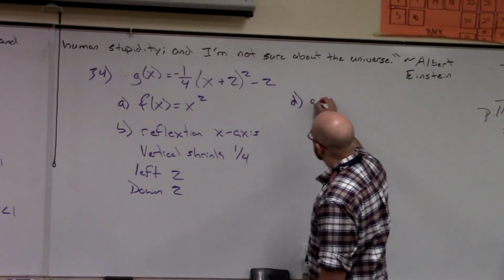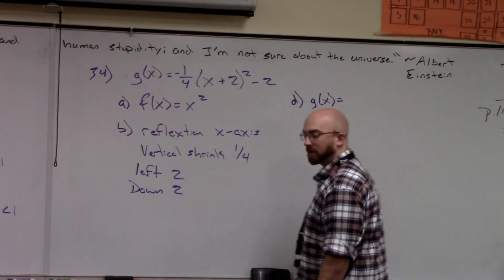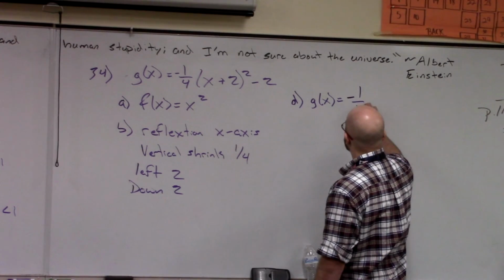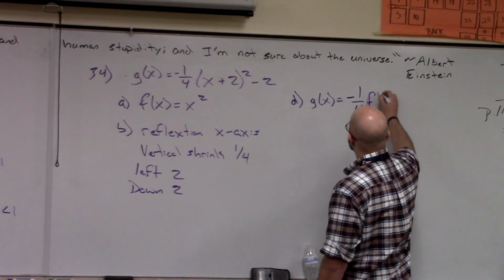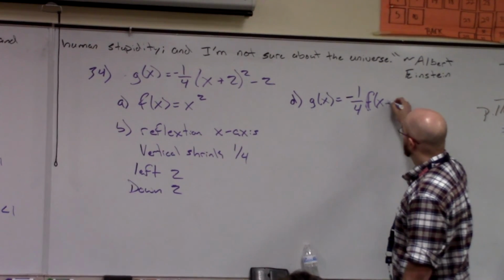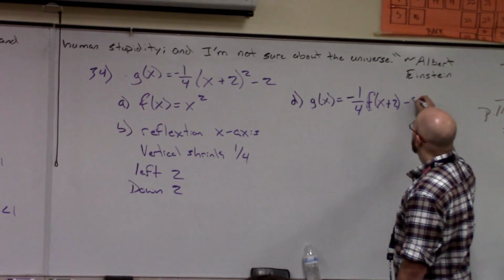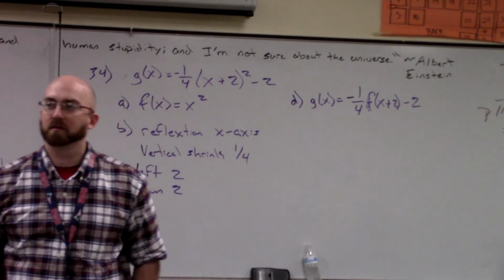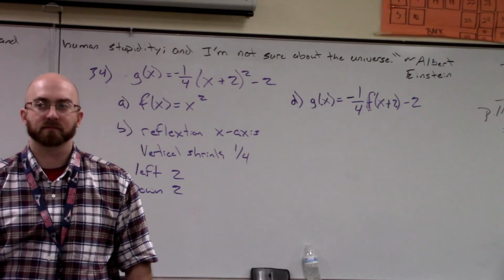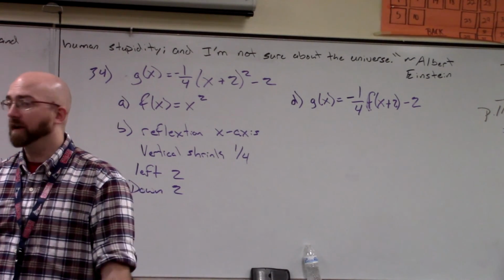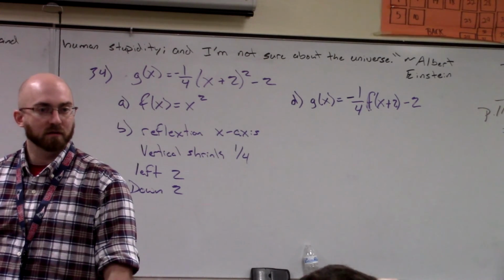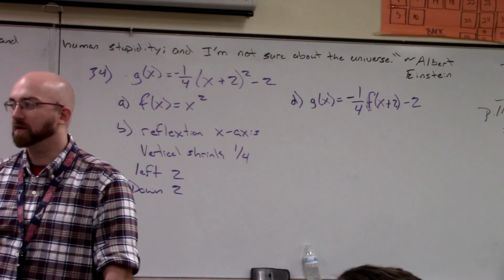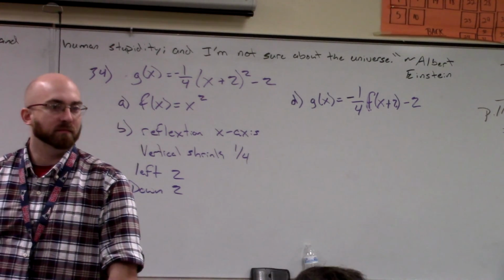G of x, right? Yeah. How do I do this one? Negative 1/4 times f of x plus 2 squared. Do not square it. Not squared. You just plug it in. That seems tricky though, right? You see why I said that's the hard part? Is it hard because you might overthink it? Yeah. That's why it's hard. If you just take your time, you'll be fine.